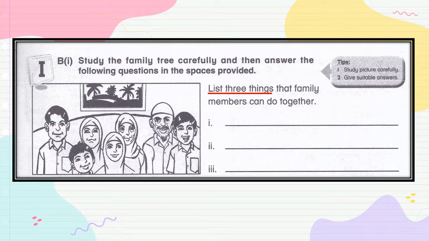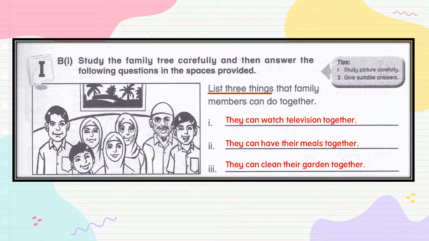Okay, this is the answer. They can watch television together. They can have their meal together. They can clean their garden together. Or you may write, they can go shopping together. They can cook together.